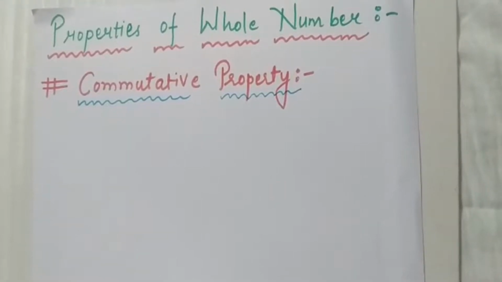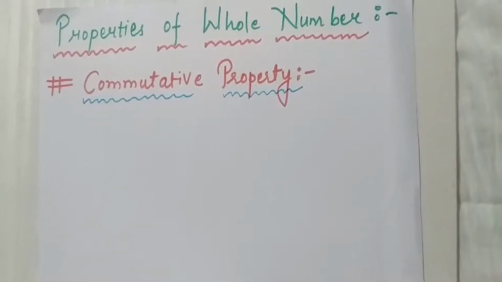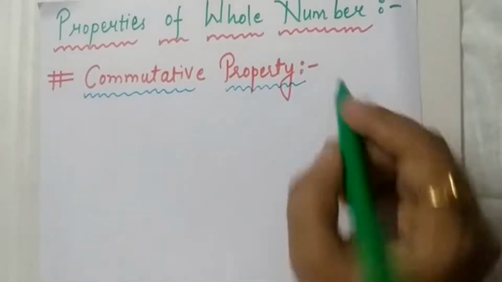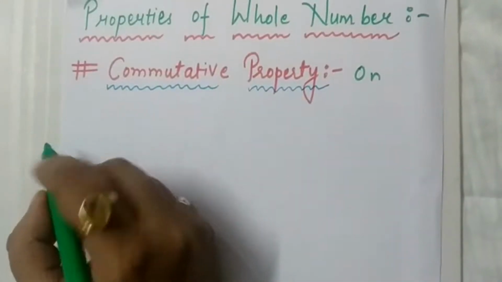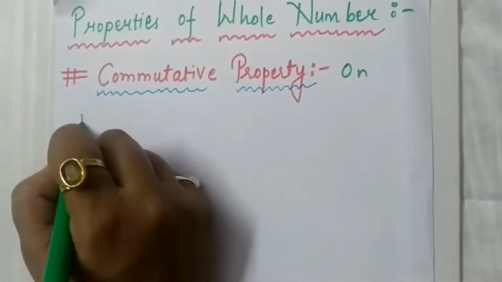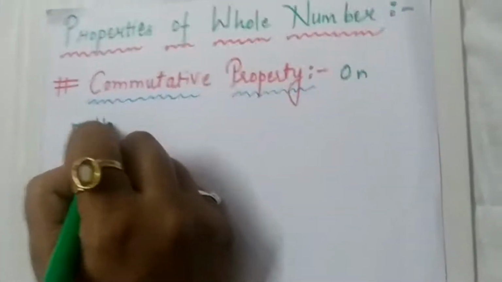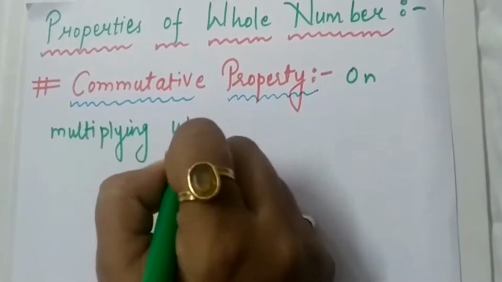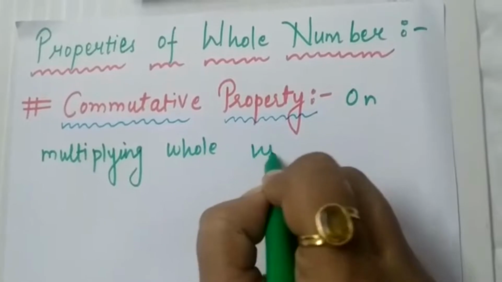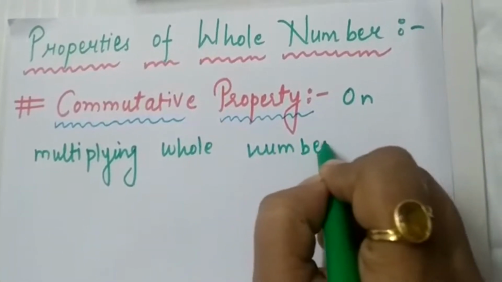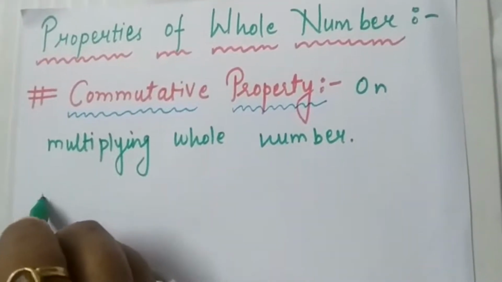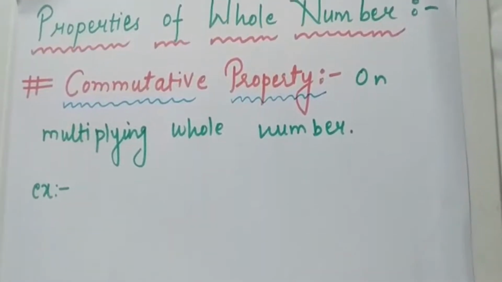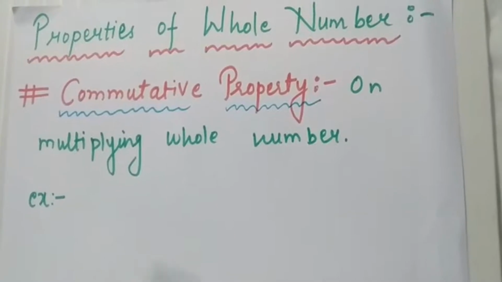Dear children, we already discussed commutative property for addition. Now we'll discuss commutative property for multiplication. So we'll see on multiplying two whole numbers. We'll take examples and then we'll see. In commutative property, we already know that it states if we change the order of the numbers and perform the operation, then also our result will not change. So we'll see for multiplication here.